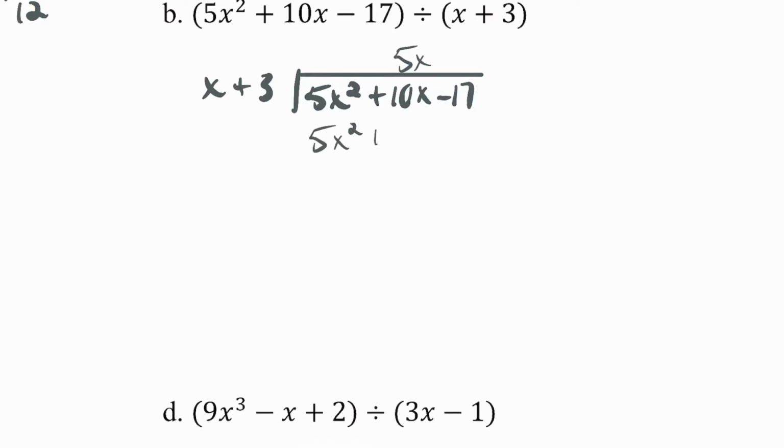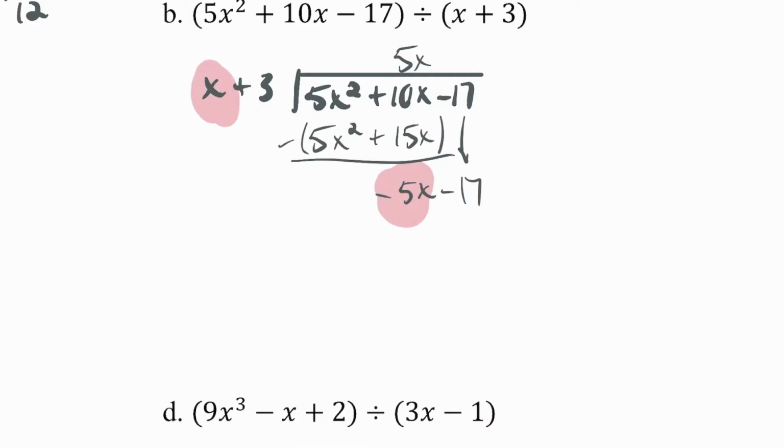5x squared plus 15x. And then I'm going to subtract down, so I get nothing, which I could put as 0 or 0x squared if I want, but I'll just leave it blank. So 10x minus 15x is negative 5x. Bring down the minus 17. And again, take this leading term, divide by that leading term, and get negative 5. So minus 5. Then multiply to get negative 5x minus 15. Subtract down, so I get nothing. Negative 5x minus negative 5x would be 0. So negative 17 plus 15 would give me negative 2.